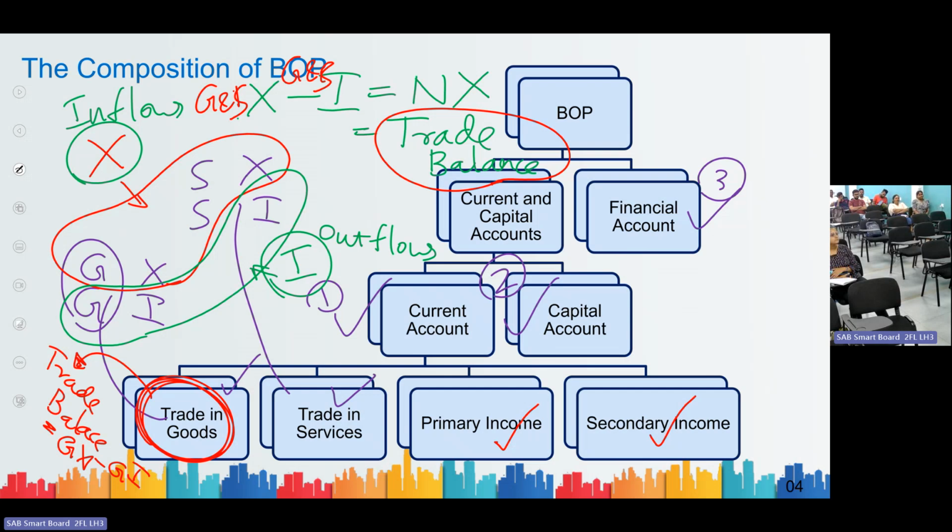So if someone is working abroad for a period below 6 months, that person is still a resident. Therefore, the remittances coming from that person are reported in primary income account.